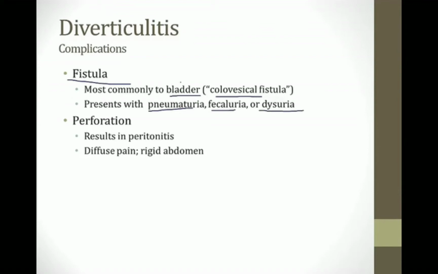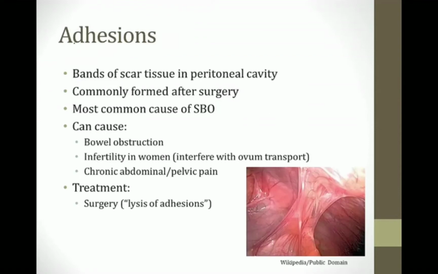And then finally, diverticulitis can progress to cause perforation. This will result in peritonitis, and the patient will develop diffuse abdominal pain with a rigid abdomen. Our next intestinal disorder is the presence of adhesions. These are bands of scar tissue in the peritoneal cavity. These are commonly formed after someone has had surgery.